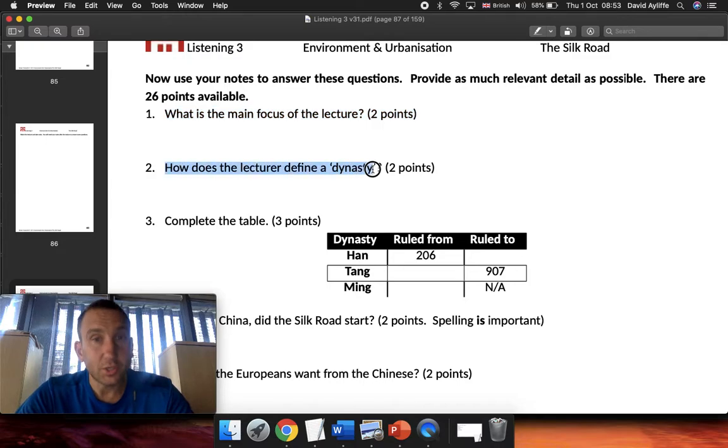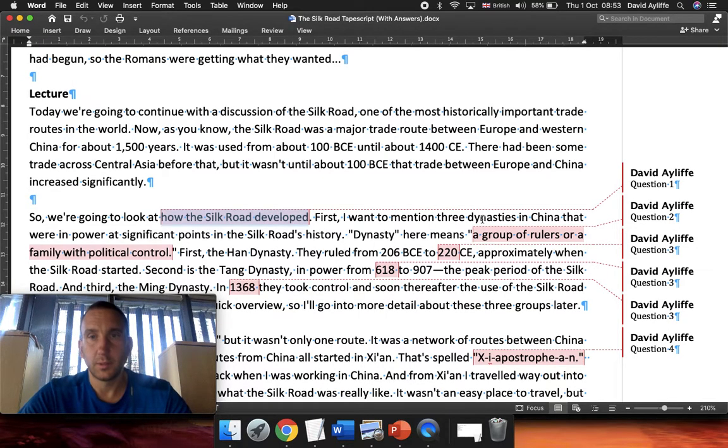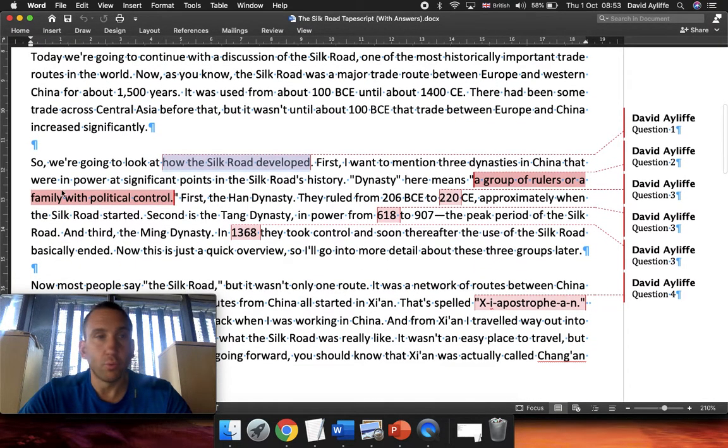How does the lecturer define a dynasty? Okay, so not your dictionary. How does the lecturer define a dynasty? They define it as a group of rulers or a family with political control. Okay, so we need all of that really.